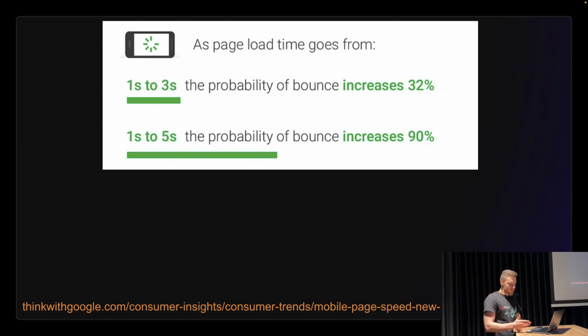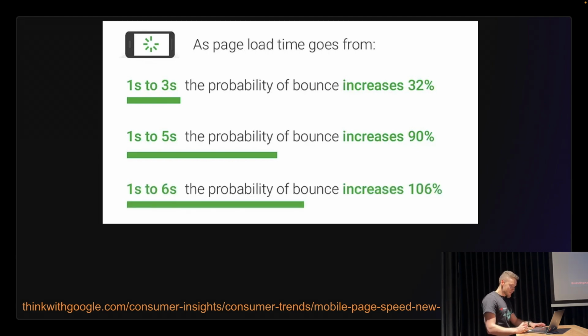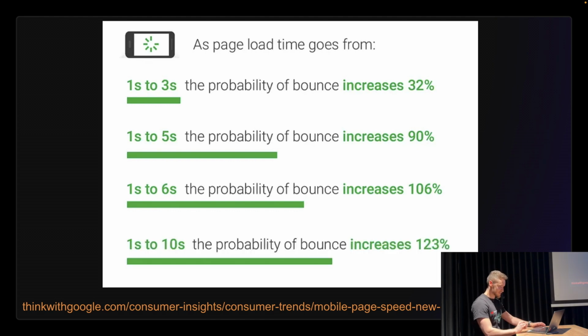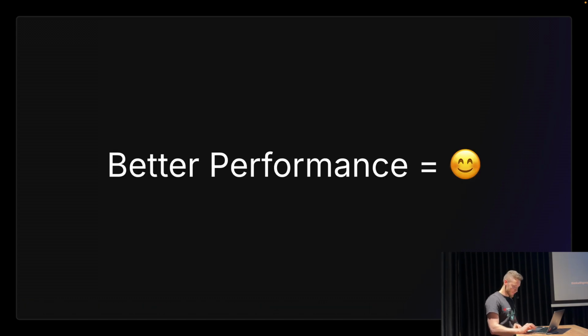From 1 to 5, the probability increases to 90%. So we see that if our page load is around 5 seconds, it's almost certain that the user will leave. Same with 6 seconds, where the bounce rate increases to 106%, and 10 seconds where it increases to 123%. Which basically means that if the page load time is around 5 seconds or more, there is a really high probability that the user will just leave the website.